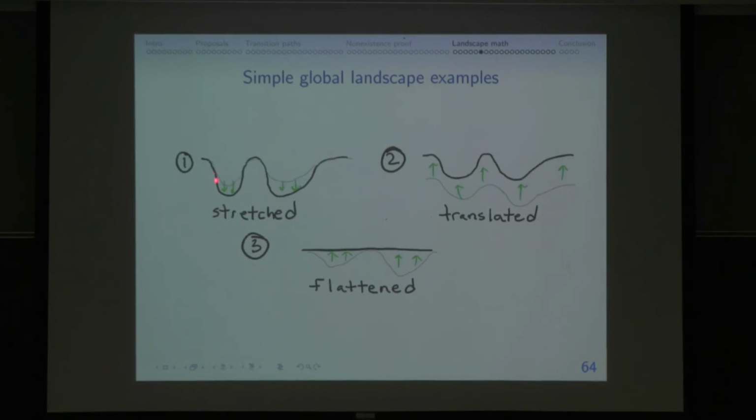You can imagine taking that landscape and stretching it, making it bigger or smaller. While you lose quantitative information about which states are more likely than which other states, you still preserve the qualitative. I still know that here is more likely than there, and here is more likely than there, for example. If you translate this function, move it up or down however you like, that also satisfies this definition. You don't lose any information really at all if you do that.